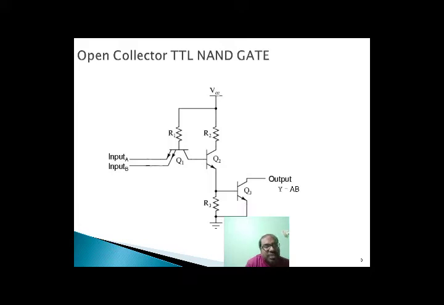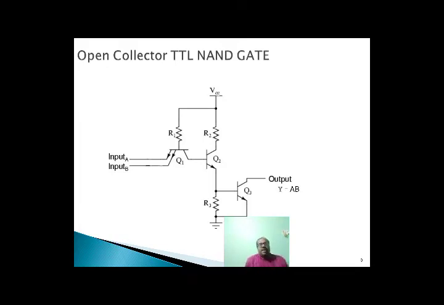But the circuit is not complete. In order to get proper high and low logic levels at the output of the circuit, an external pull-up resistor must be connected between VCC and the collector of Q3.